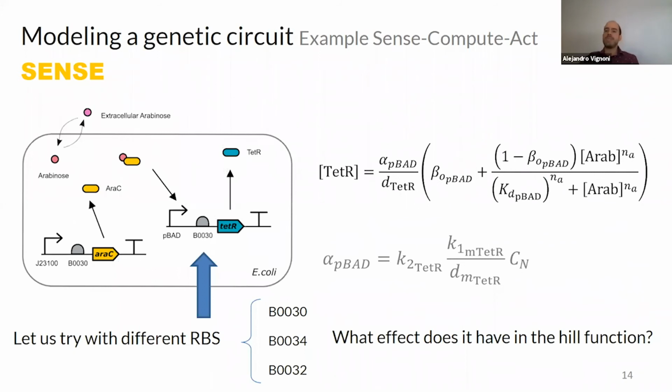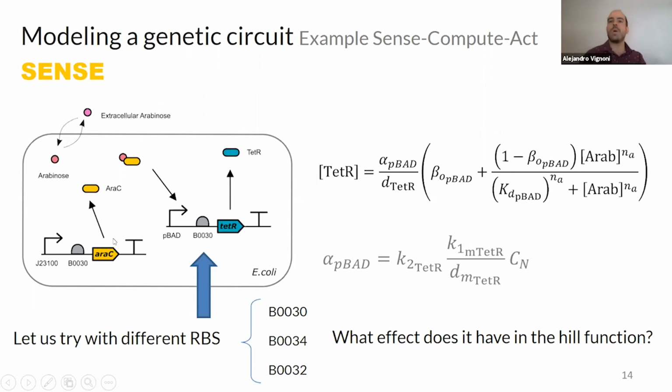But what happens if we change, for example, the RBS that we put here, this guy? We have different RBSs. If you recognize, these numbers are from the iGEM registry, and these are the most commonly used RBSs ever, thousands of times each one. So what happens if we put these three? I chose these three because they're the ones that I use in my lab. This one is a very strong RBS, this one is a middle-high one, and this is a low one.